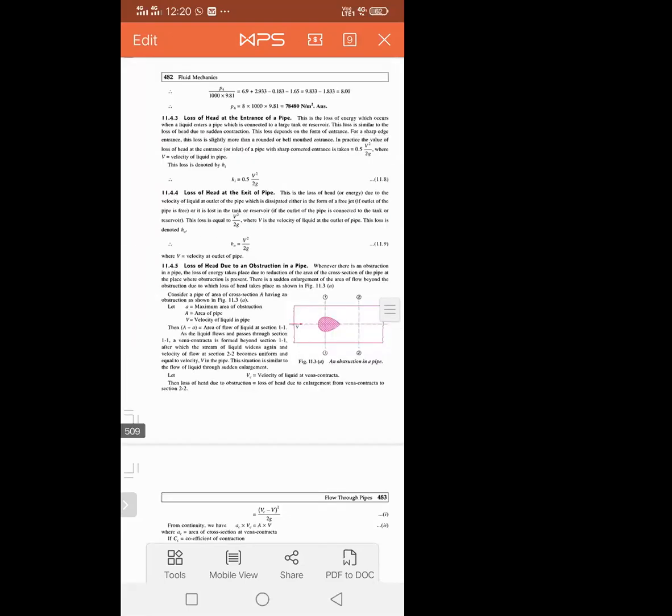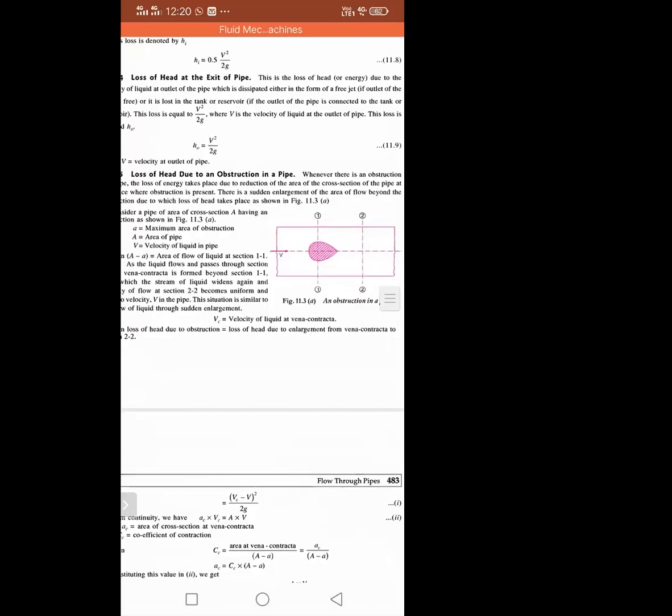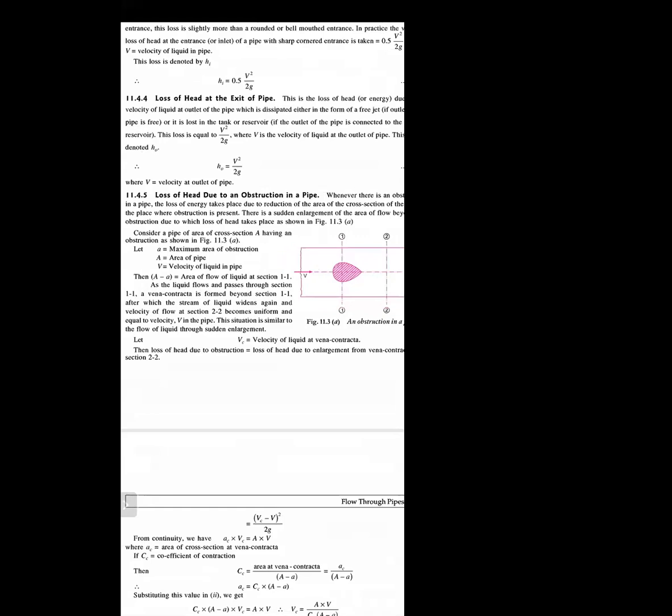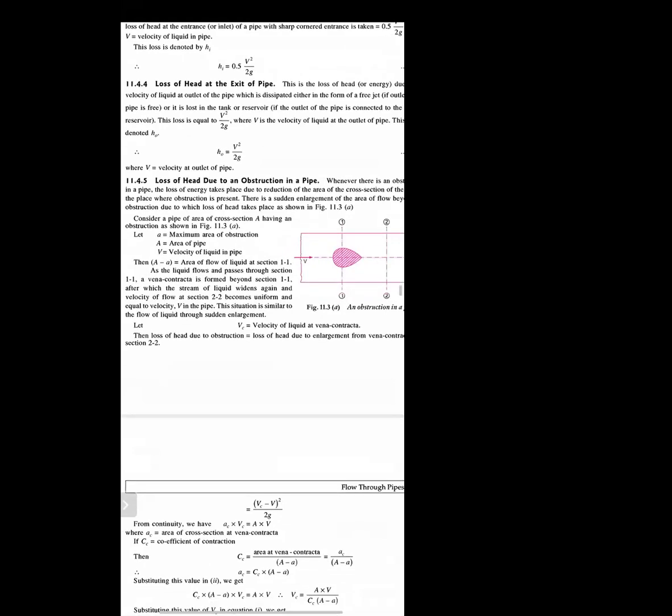This is your loss of head due to an obstruction in pipe. An obstruction is there at section 1-1. Capital A is the area of pipe. Small a is the area of obstruction which is in the main pipe. Then V is velocity of liquid in pipe. Then head loss due to an obstruction. Head loss due to an obstruction is to be calculated by, here the formula is written here, V square upon 2G.